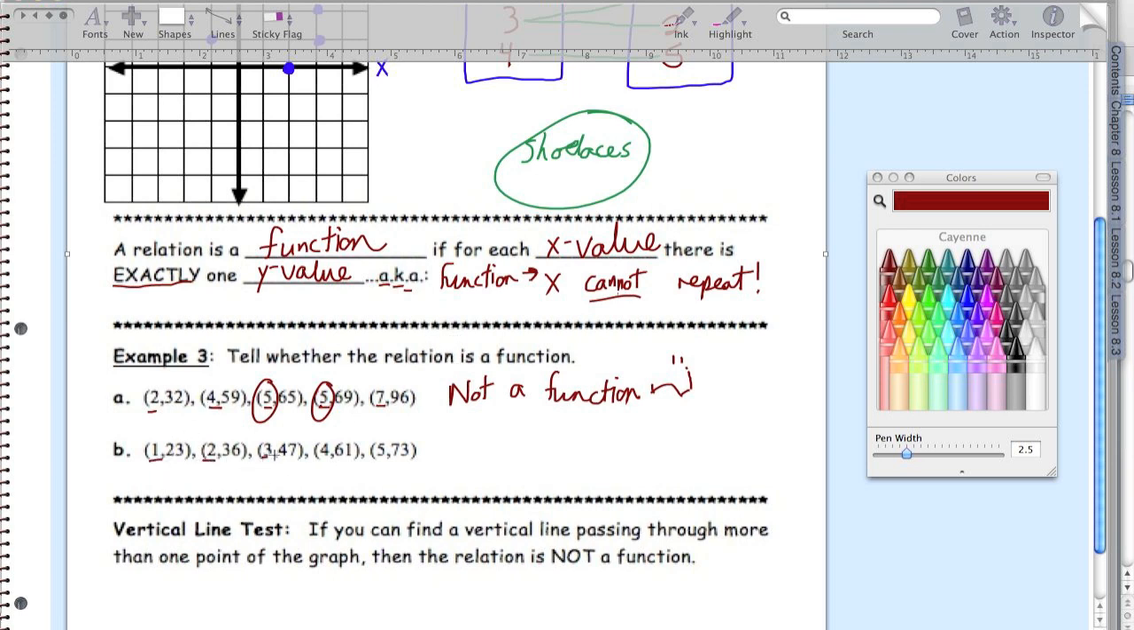1, 2, 3, 4, 5. Woohoo! We do have a function, yes. And so none of our x's are repeating. We have a function. We'll talk more about what functions are, okay?